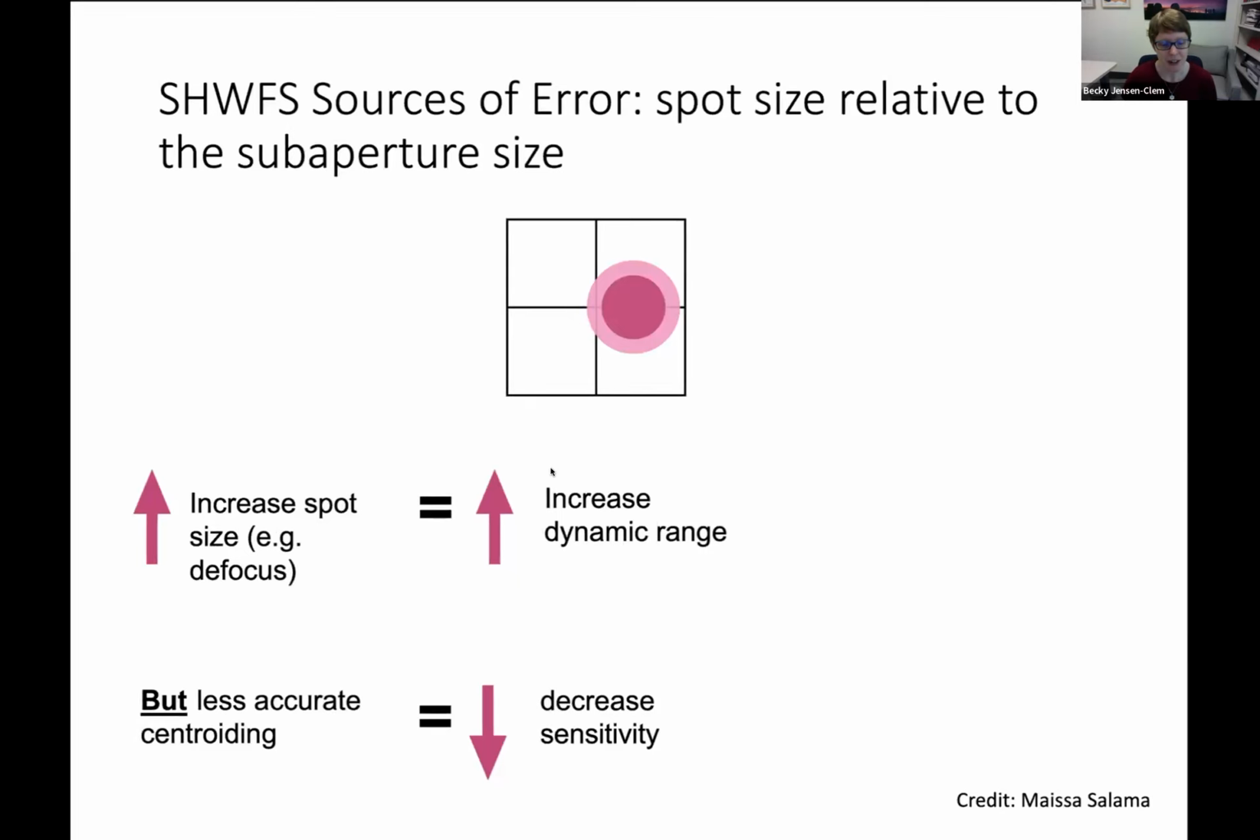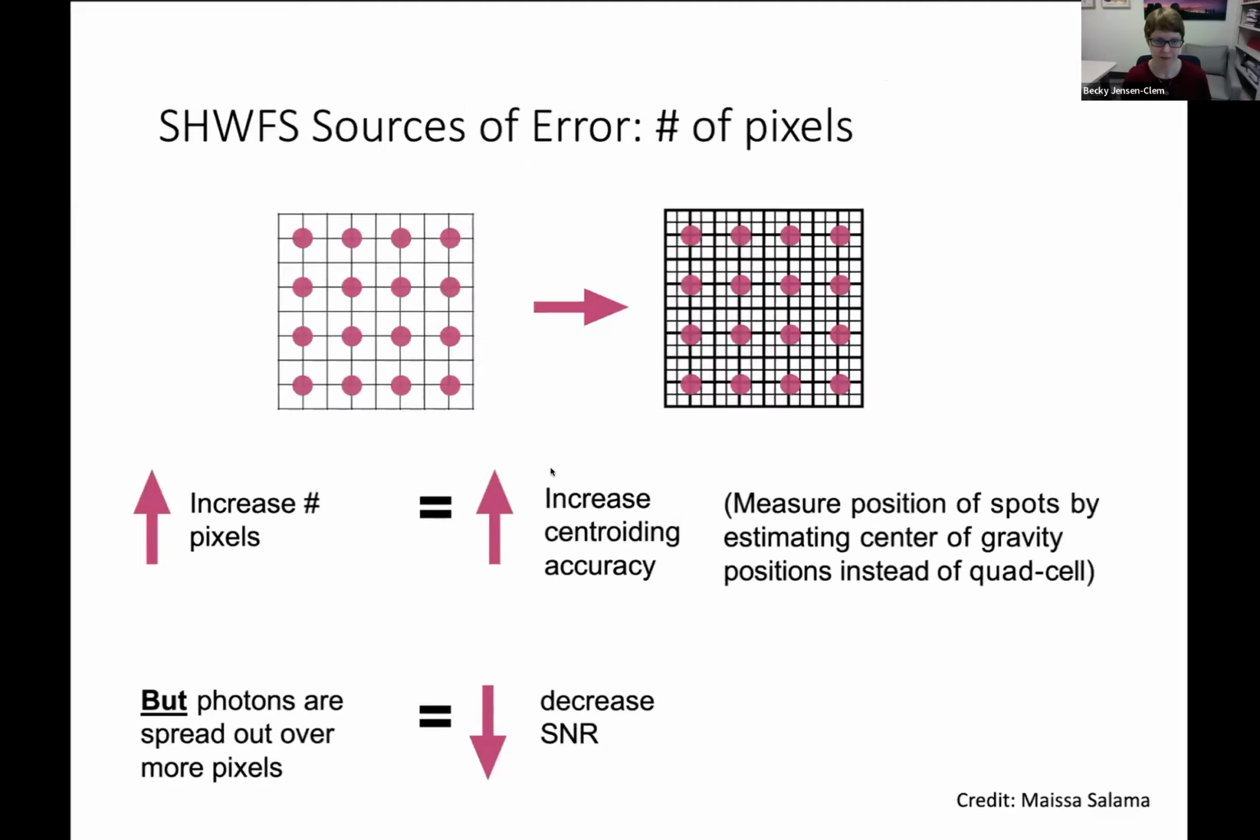Now we could also think, well, I could deal with that saturation by defocusing these spots, so just make the spots bigger. If you increase the spot size, then sure enough, you are increasing the dynamic range of this wavefront sensor, but your computation of the centroid is going to be less accurate. And so that leads to a decrease in the sensitivity of your wavefront sensor. So this is highlighting over and over again the fundamental trade-off in wavefront sensing between dynamic range and sensitivity.